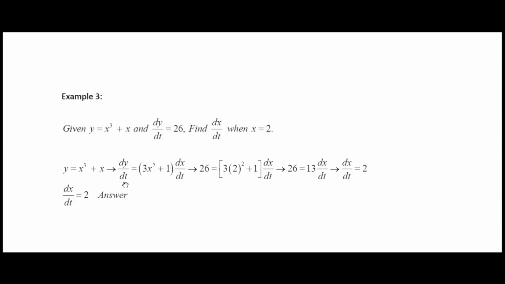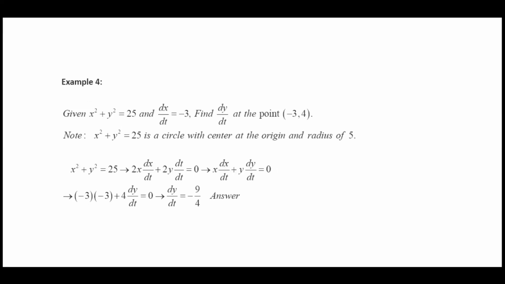So read carefully. Example 4, we're given x squared plus y squared is 25. dx/dt is -3. dy/dt is what we want to find at the point (-3, 4). In other words, that's saying x is -3 and y is 4. When x is -3 and y is 4, that's an ordered pair.